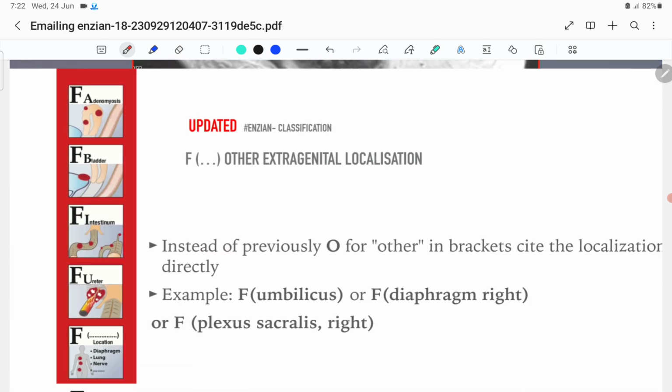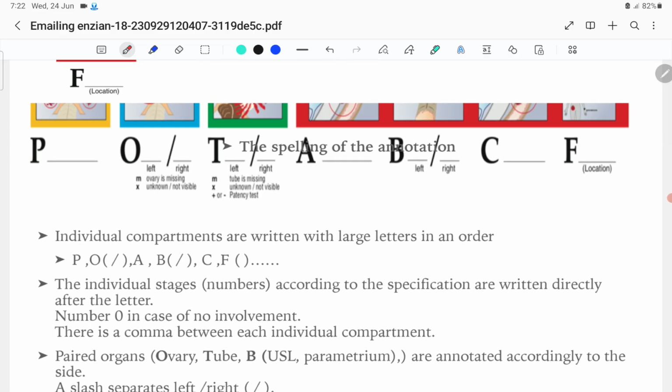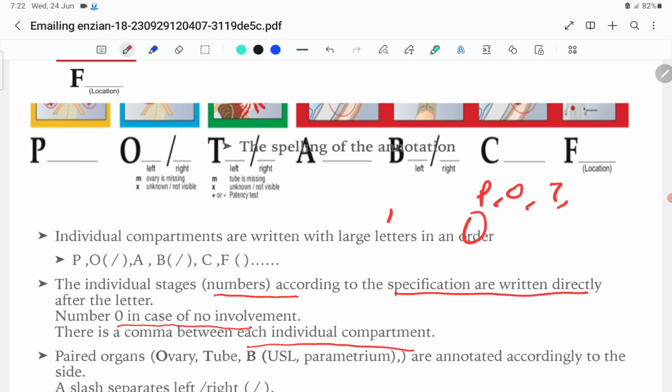Then for extragenital location, instead of O, you have to write what the location is. F umbilicus, F diaphragm, right or left, plexus sacralis, sacral nerve, you have to write. So now I give an example. Individual compartments are written with the last letter. The individual stage number is written directly according to the specification. Number 0 means there is no involvement. There is a comma between each individual compartment, like P, comma O, comma T.